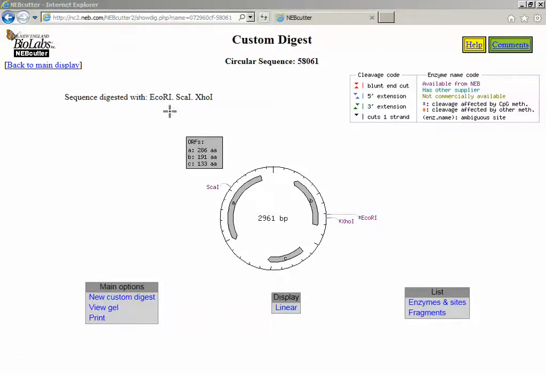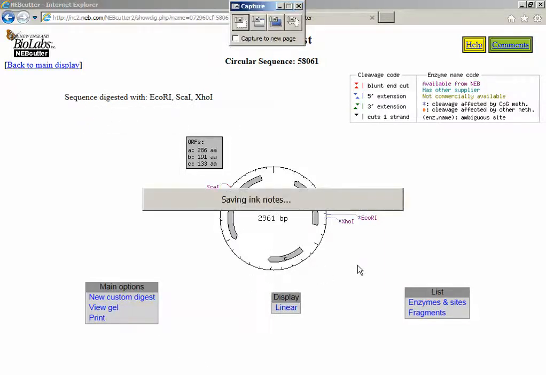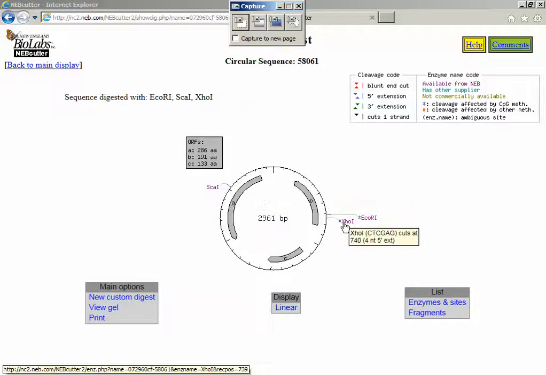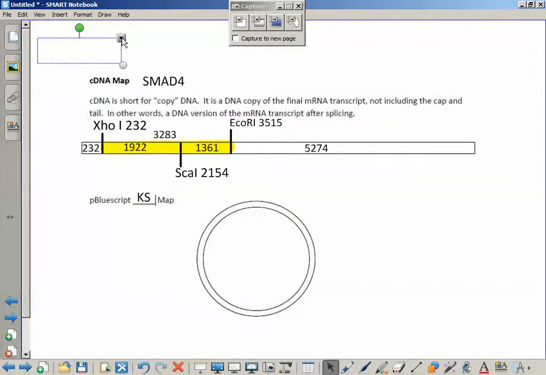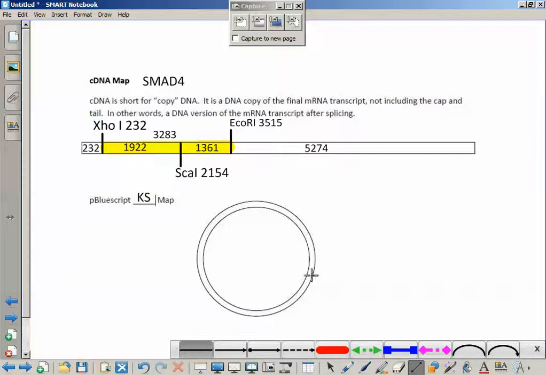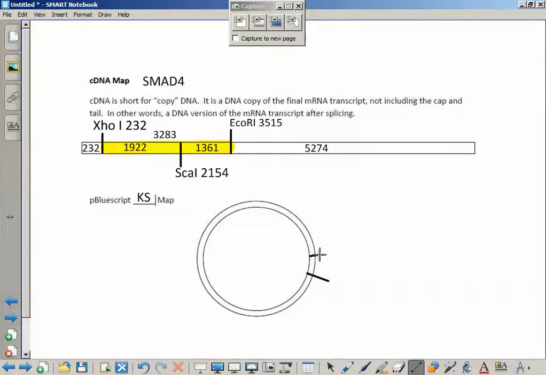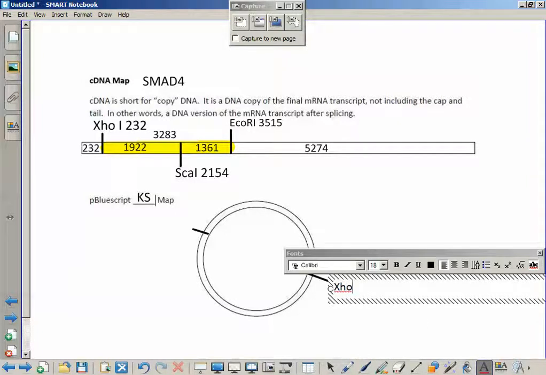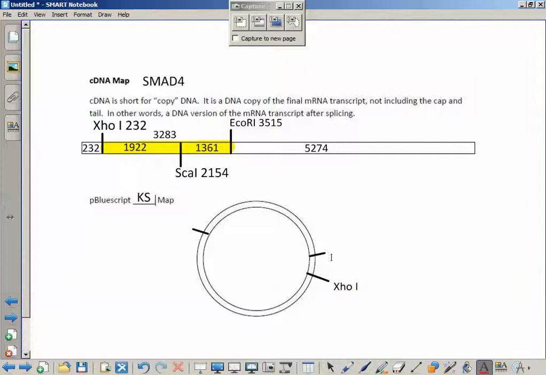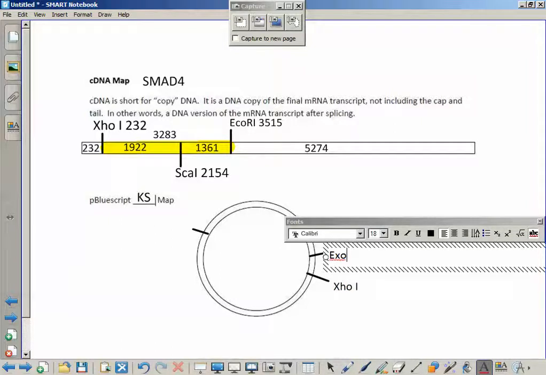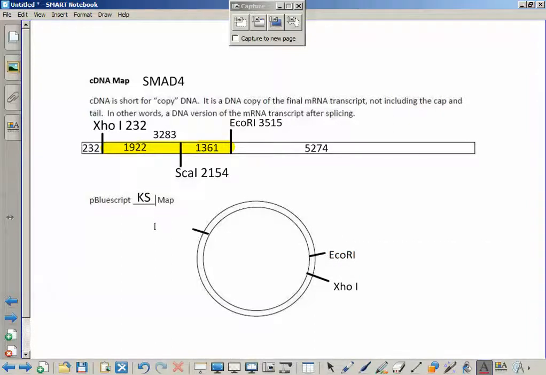Let me just do a quick little screen capture to make life easier. Nope, that's useless. Hold on a sec. We don't need that. Delete. Okay, so we've got some cut sites. We got one here, we got one there, and then SCA1's over here. All right, so ZO1, EcoWar1, and SCA1.